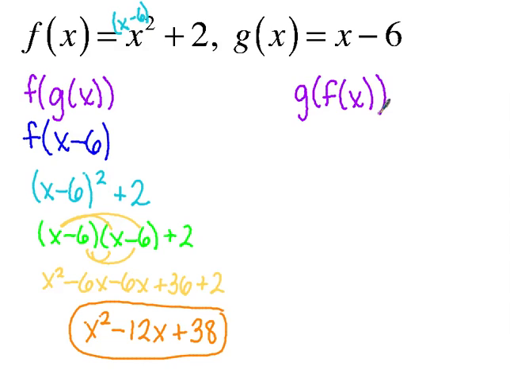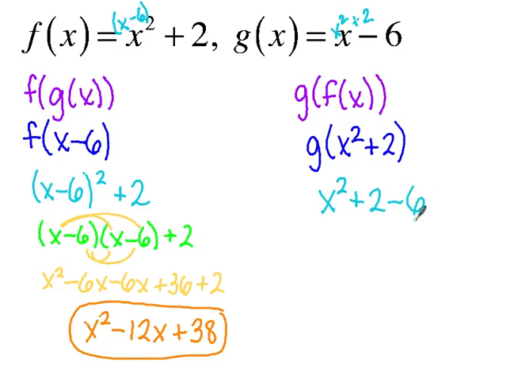Good job. So you end up having g of x squared plus 2. So in place of x, you're now going to put x squared plus 2. So according to this, you're going to have x squared plus 2 minus 6. What does that give me? x squared minus 4. There you go.